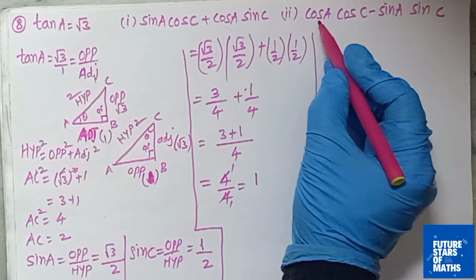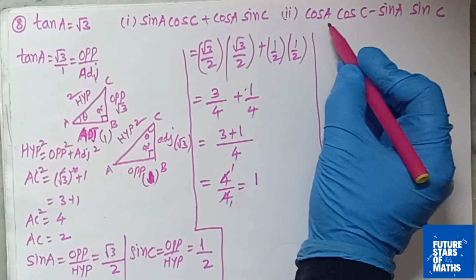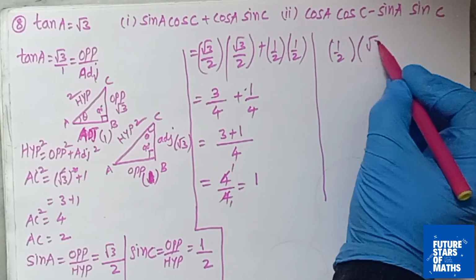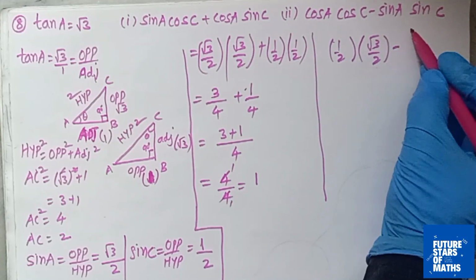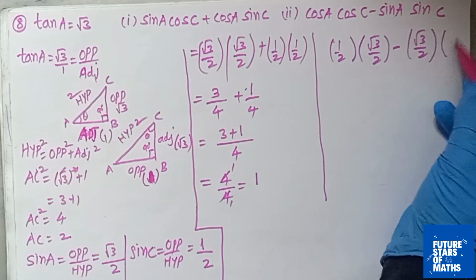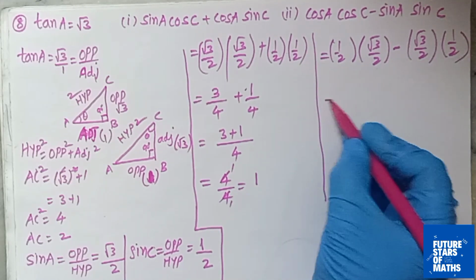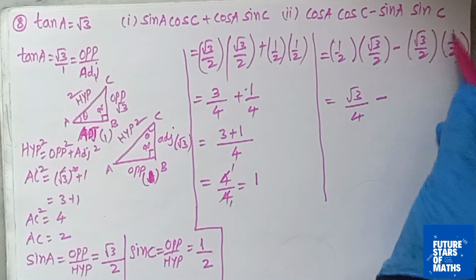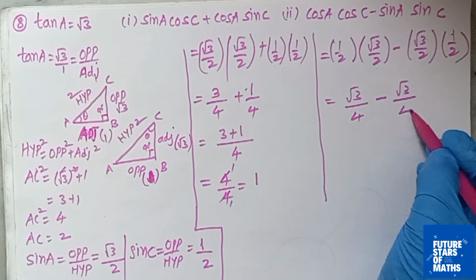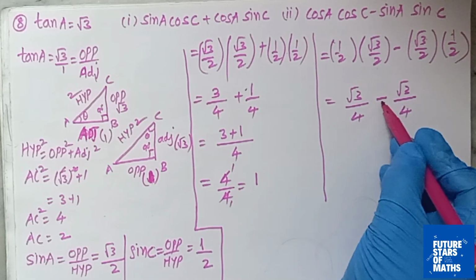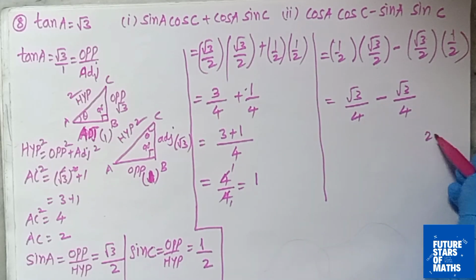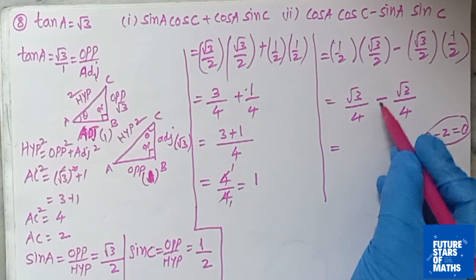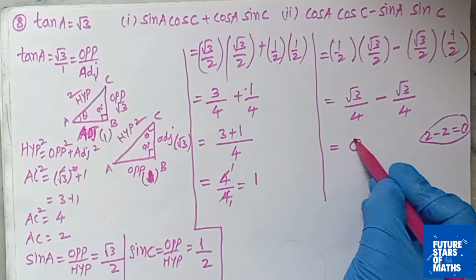Now the next one is cos A cos C minus sin A sin C. So what is cos A? 1 by 2. Cos C, root 3 by 2, minus sin A, root 3 by 2, sin C, 1 by 2. Now we'll multiply 1 into root 3 by 2 2s are 4, minus root 3 1s are root 3 by 2 2s are 4. Here we have the same fractions and in between we have a subtraction sign. It is like 2 minus 2. What will we get? 0. Same thing applies here. Root 3 by 4 minus root 3 by 4. So what will we get? 0.